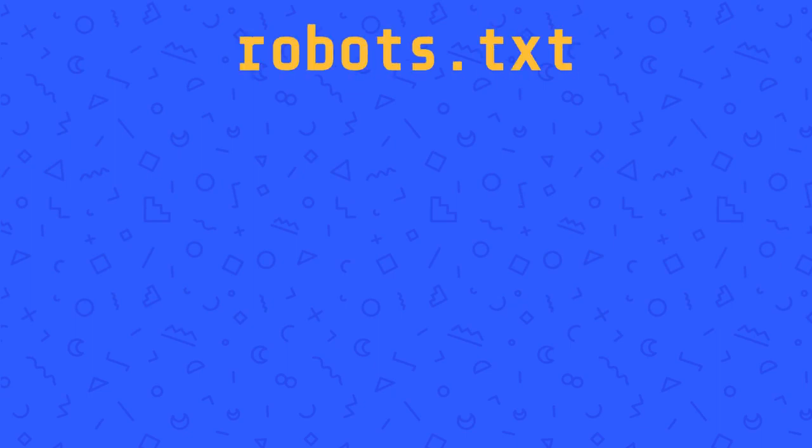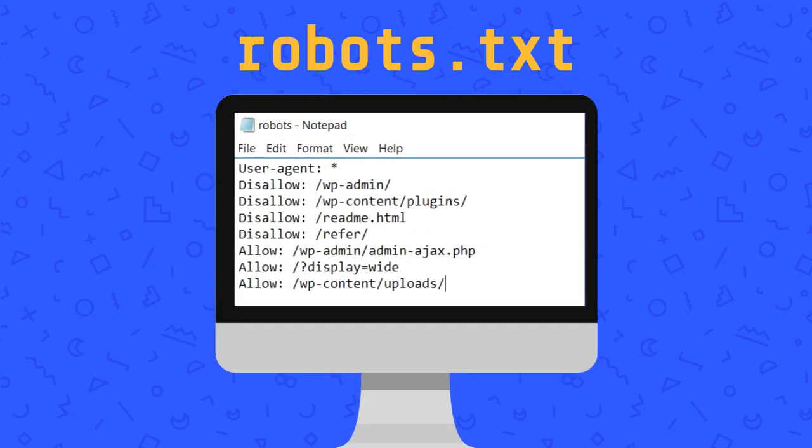Before a web crawler visits your site, it looks for a file on your server called robots.txt. This file dictates whether the crawler is allowed to visit your site at all, and whether you'd like any areas of your site excluded from the search results.